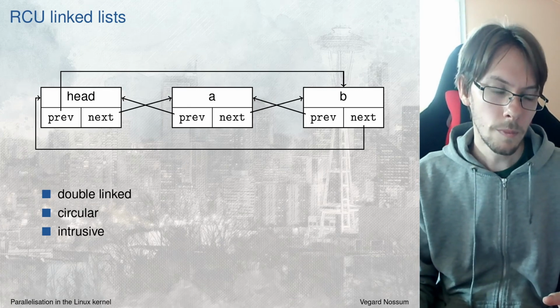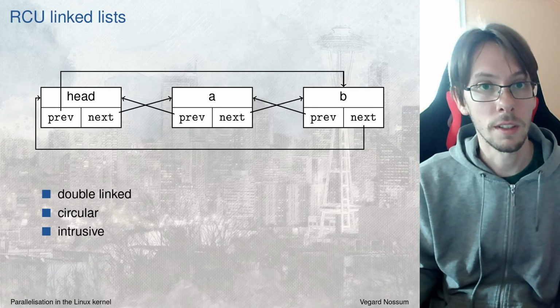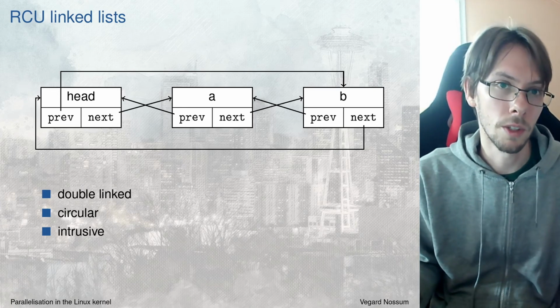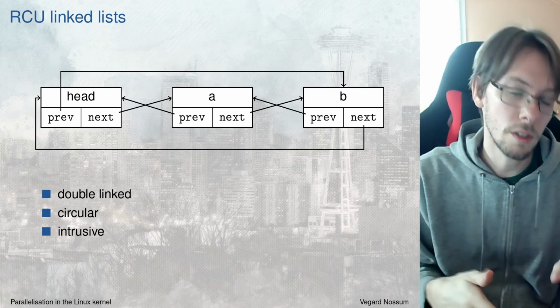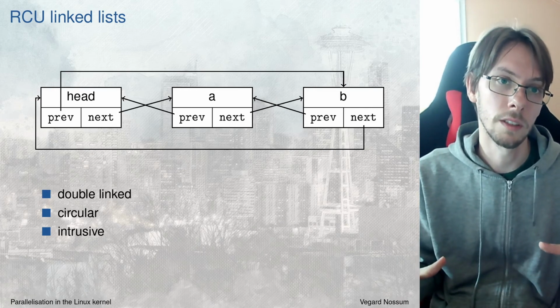So for RCU, if you want to traverse the list, you can do this at any time. The only thing you need to ensure is that as you go from one node to another, the next pointer is always valid.